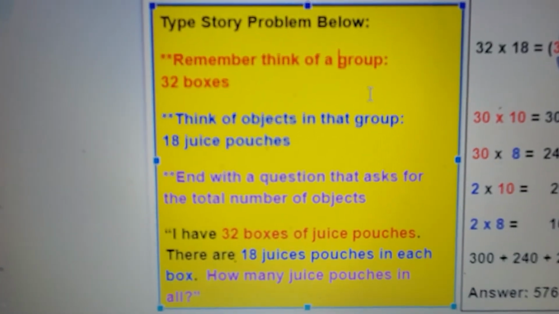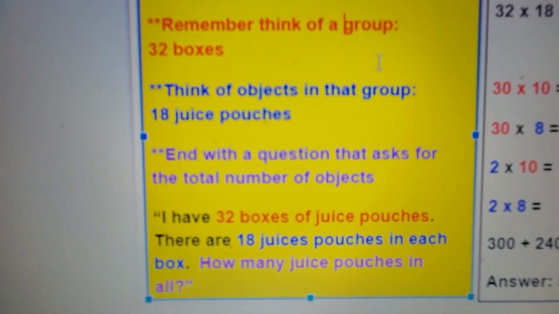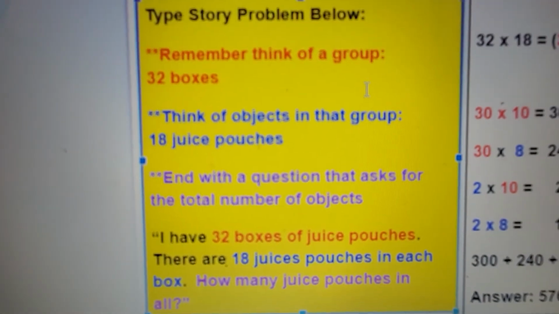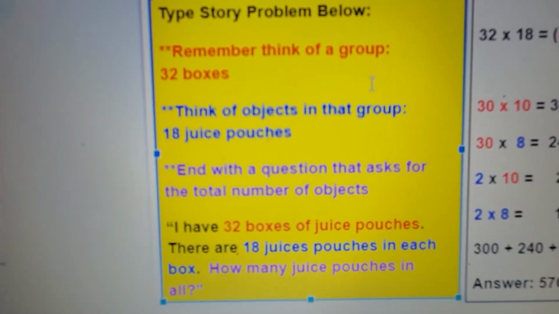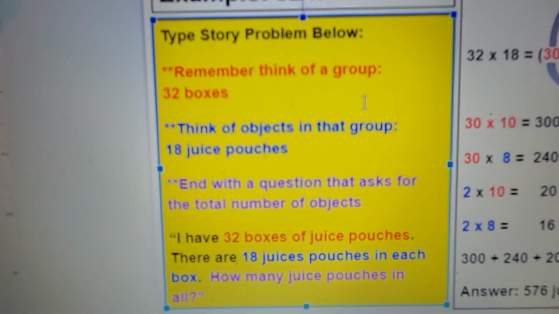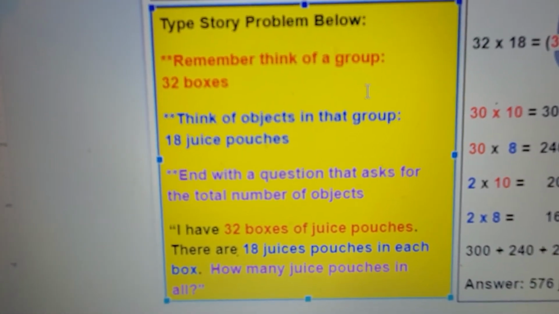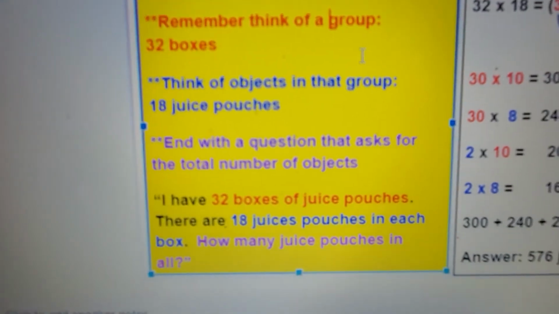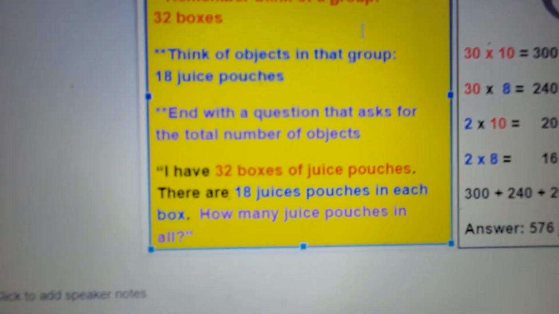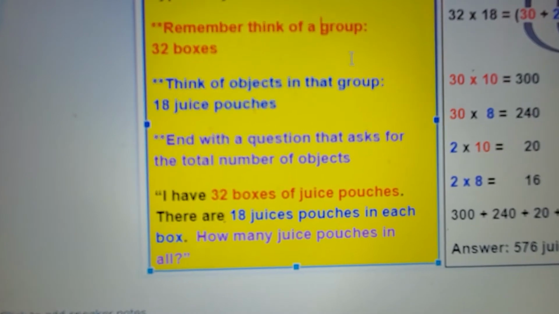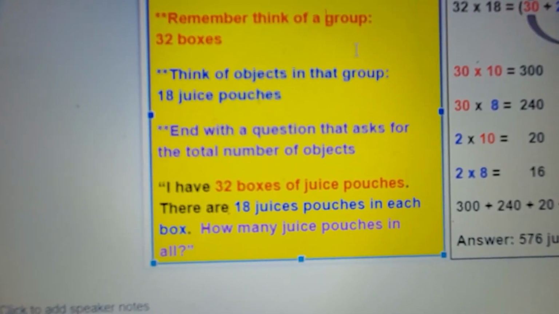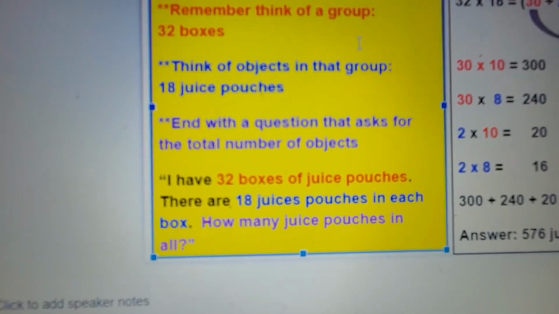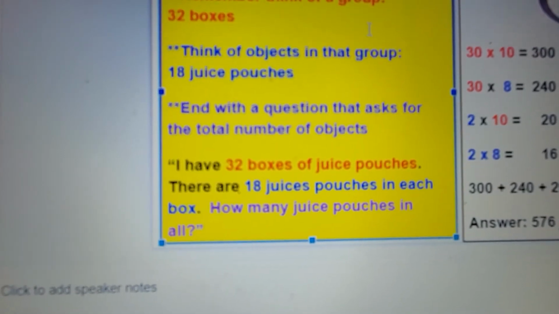And let's keep it simple. One thing. Think of objects that are in that group. Juice pouches. 18 juice pouches. So I have 32 boxes, and each box has 18 juice pouches. And I use the word each because, remember, it's multiplication. So you always want to end with a question that asks for the total number of objects. When you're multiplying, you're looking for the total of something.